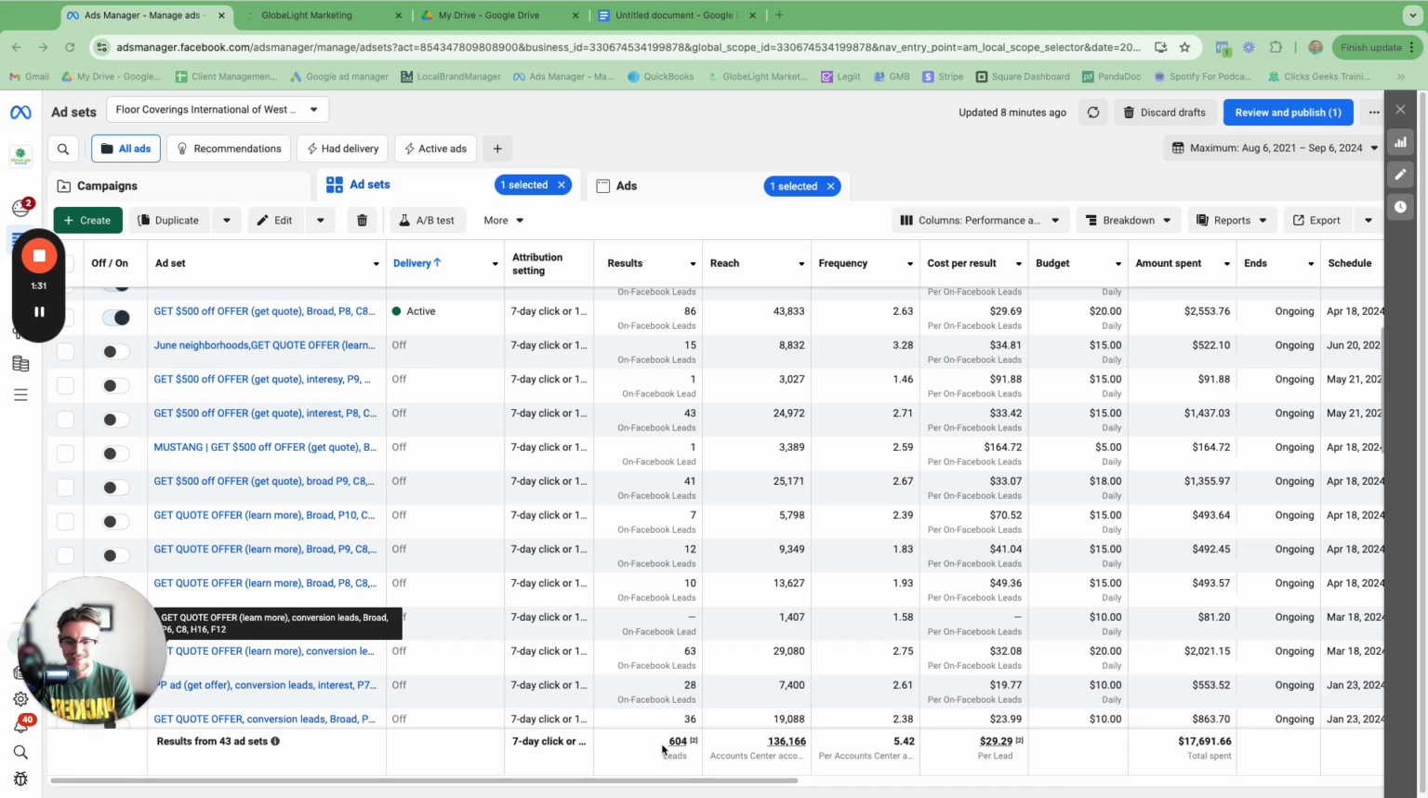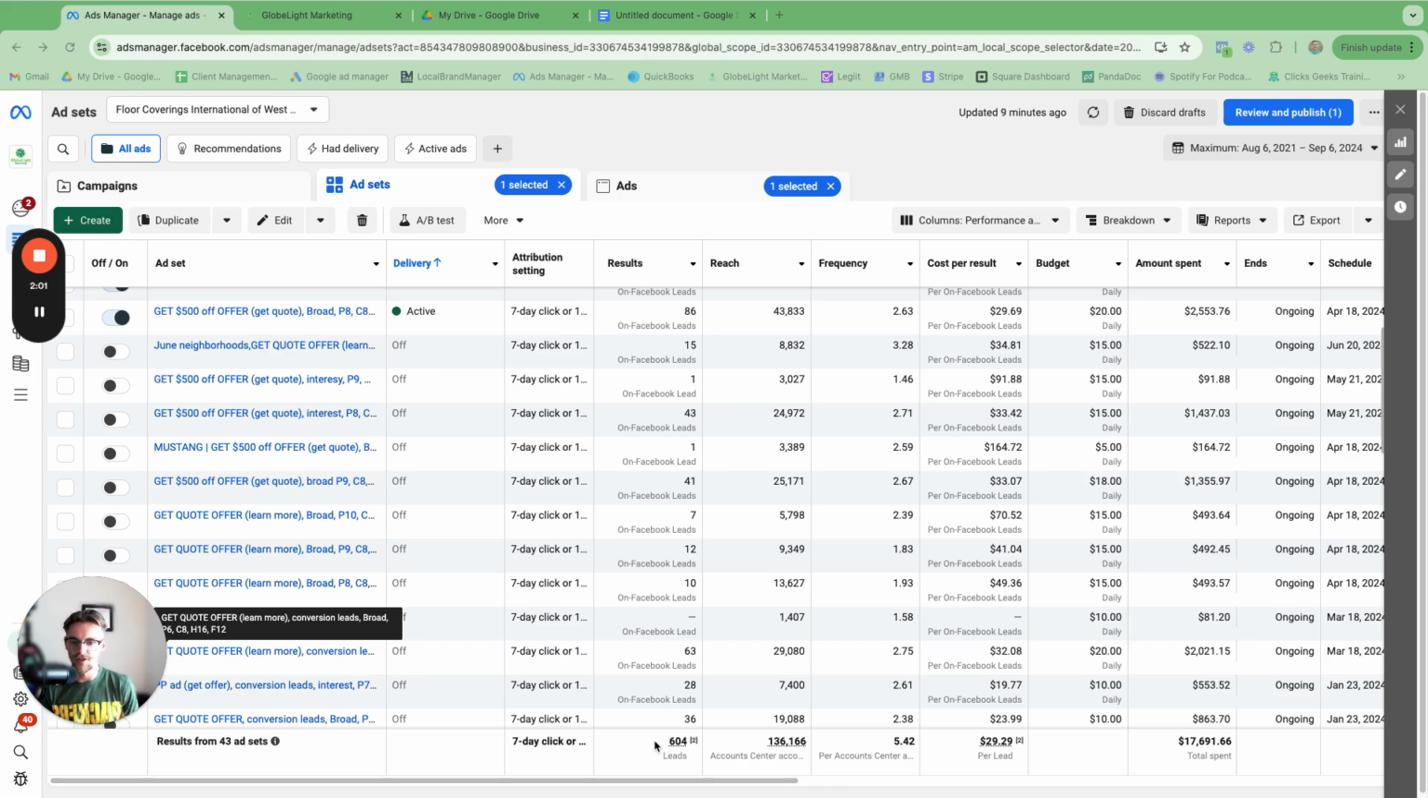And so they've gotten 604 Facebook leads, $29 per lead. We spent a little over $17,000. So obviously large numbers here. And this is the power of paid advertising. This is why I'm such a huge fan of really any type of paid ads, whether it's Facebook, Instagram, TikTok, Google ads, because you're paying to play, right? And what you're also paying for is control.